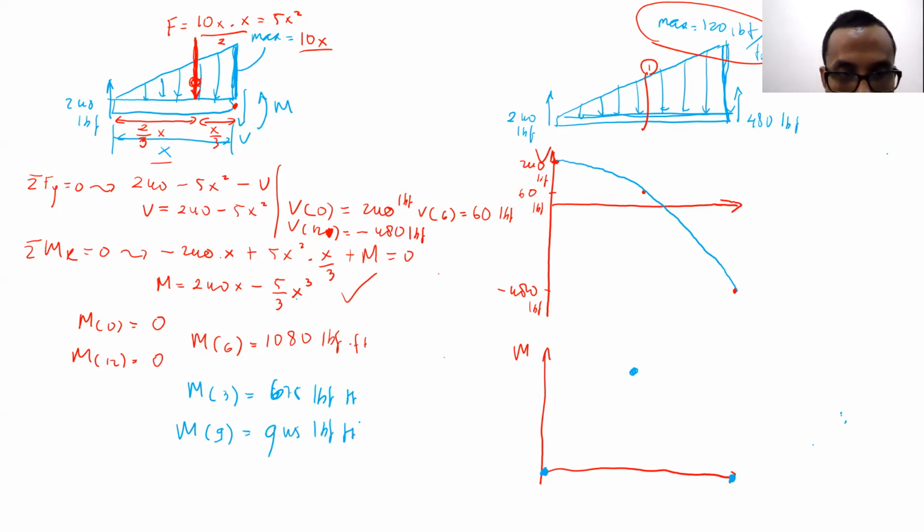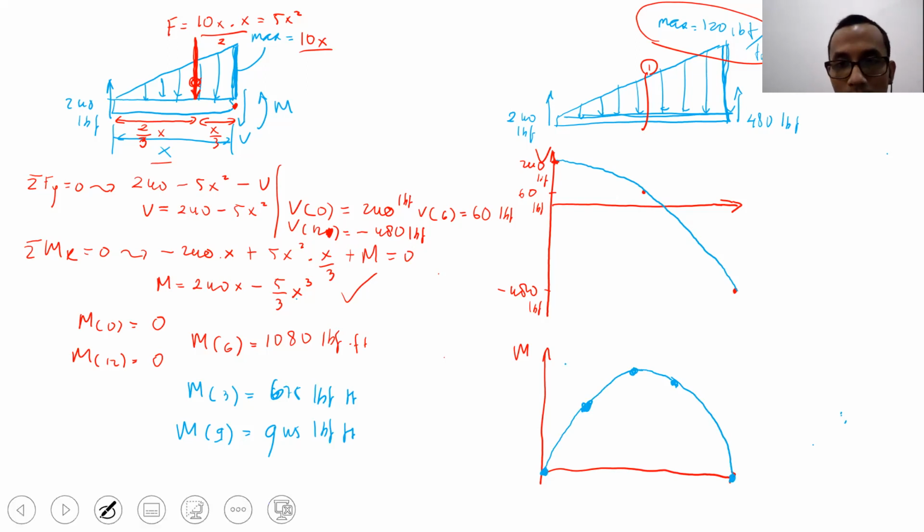So basically, it's like this. 675 is roughly here, and then 945 is roughly here. So most likely your graph will be like this. Okay. Sure. That's the moment diagram. This one is 1080, 945. This one is 675.